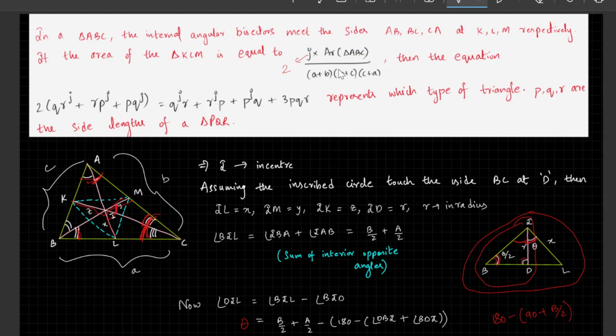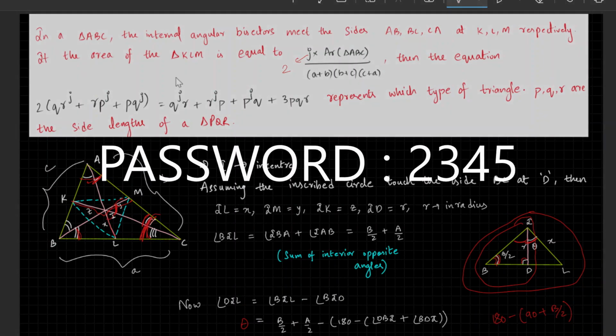So if we know the side lengths, we can find the area of the triangle ABC and then just multiply it by 2 and divide by the product of the sums of pairs of side lengths. So we get the value of the area of the triangle formed by the intersection points of the internal angular bisectors with the sides. So this is it, and this is actually an external question.